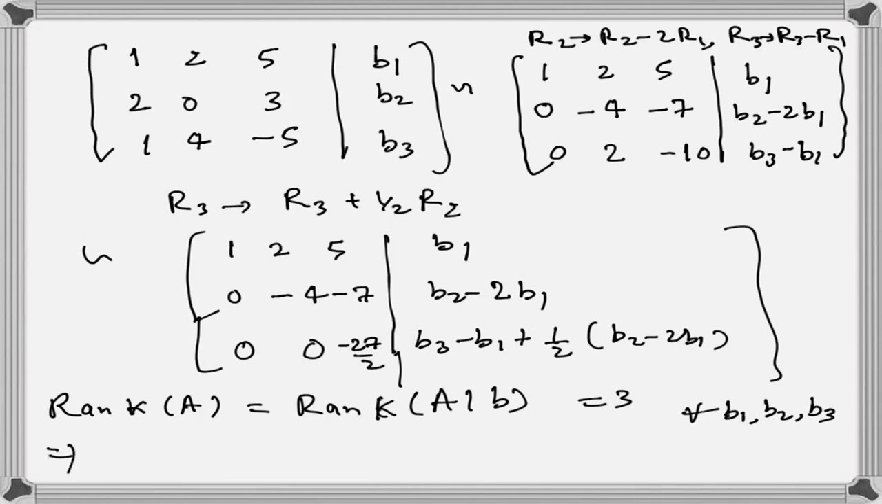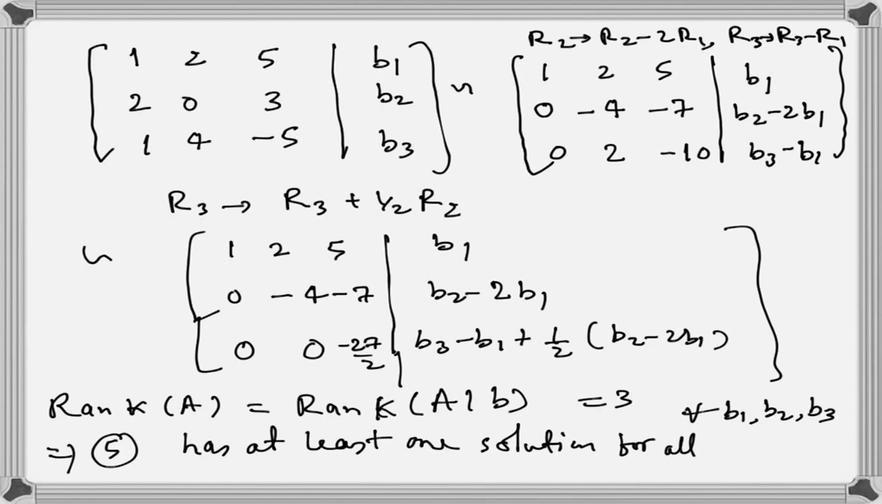So this implies that system 5 has at least one solution for all b1, b2, b3 belonging to S. Okay, so that means the system in part A and part D has at least one solution for all b1, b2, b3, and part B, part C doesn't have it.